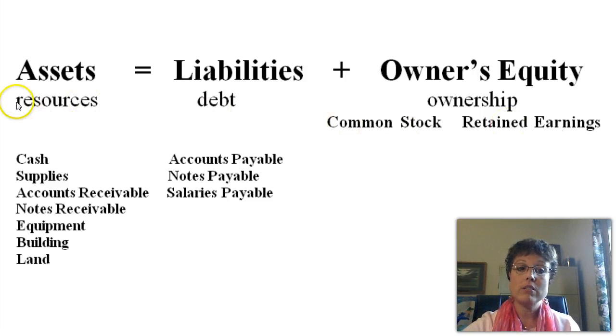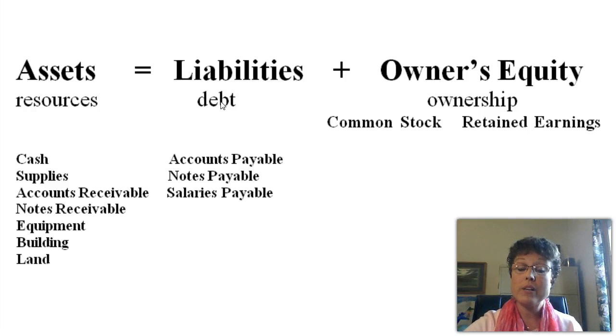Every transaction that a company engages in will keep this equation in balance. Either we purchase land for cash, trading one asset for another, or we purchase land on credit, which would increase both the asset side and the liability side. So what if we purchase supplies on account? Well, that would increase the asset supplies, and it would also increase the liability accounts payable.